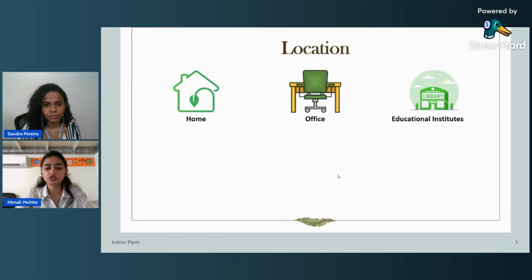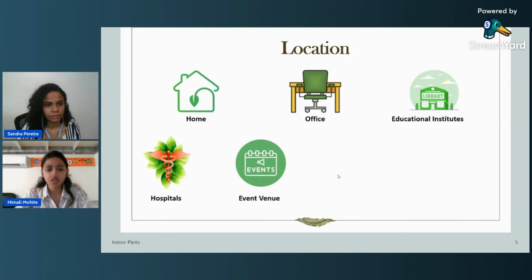Then in educational institutes like schools, colleges, then libraries, having indoor plants in common areas can increase concentration and students can have better learning outcomes. Then in hospitals, it is observed that having indoor plants can have a positive impact on the recovery of the patients. We can use indoor plants in decoration, like for the backdrops.